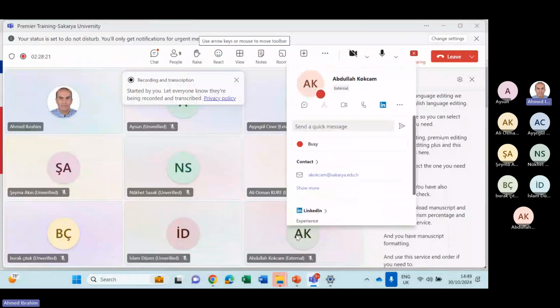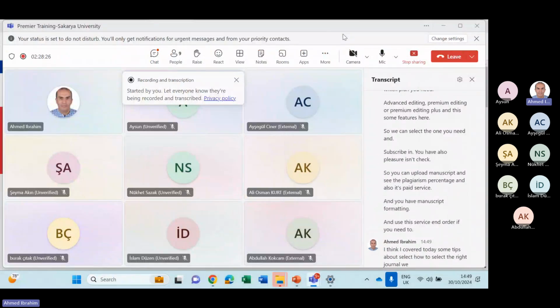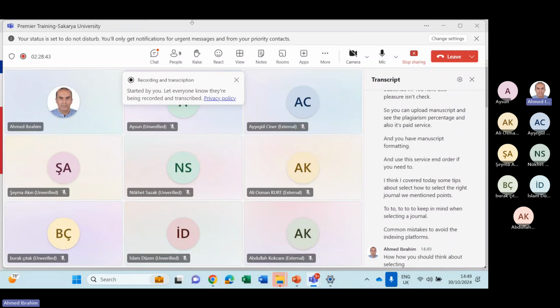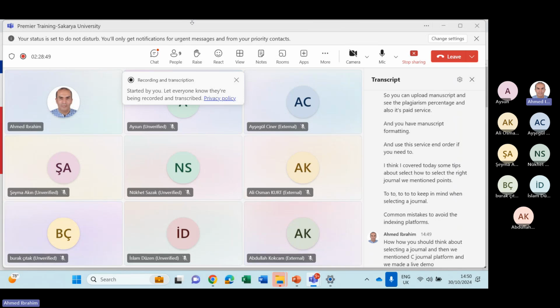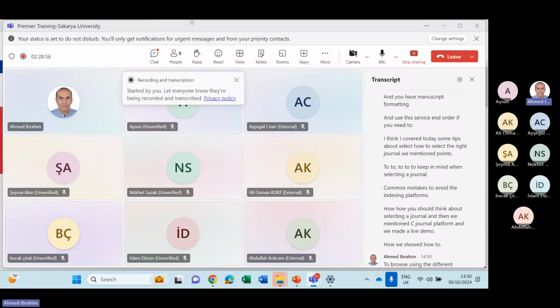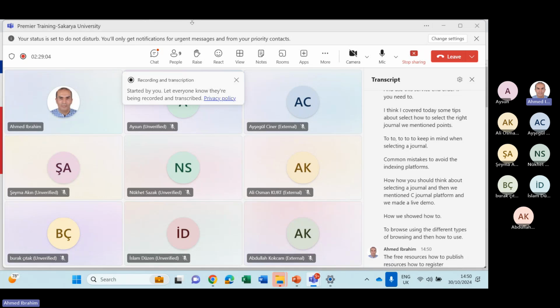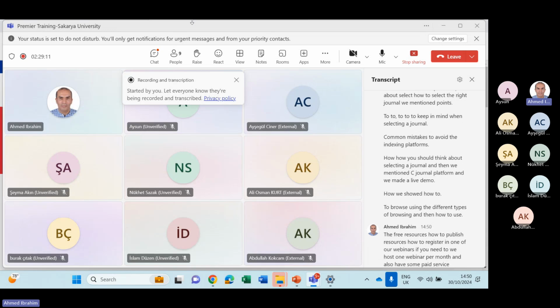I think I covered today some tips about how to select the right journal. We mentioned points to keep in mind when selecting a journal, common mistakes to avoid, the indexing platforms, how you should think about selecting a journal, and then we mentioned the Sage Journal platform, and we made a live demo. We showed how to browse using the different types of browsing, and then how to use the free resources, how to get published resources, how to register in one of our webinars if you need to. We host one webinar per month. And also we have some paid services you can find in Sage Author Services.